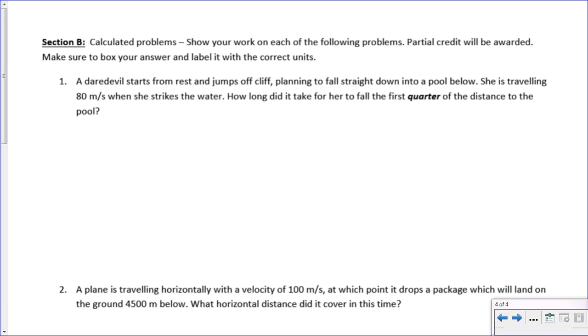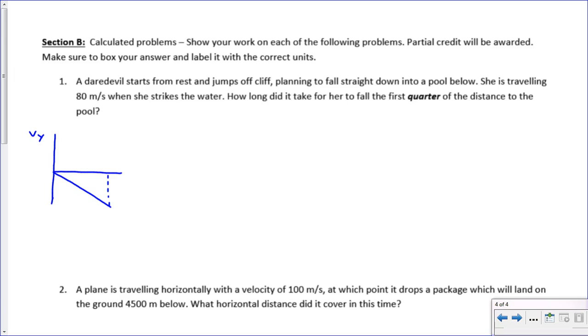And so this question is a little bit strange, but what we're doing is, first we need to find out what the total distance the diver is going to fall is, and then we need to figure out how long it's going to take her to fall a quarter of that distance. So we end up with two different situations here. First, I'm going to make a Vy versus t graph. There's no horizontal motion in this one, so I'm not really caring about the x direction. But on a Vy versus t graph, she starts from rest, and she's going in the negative direction.